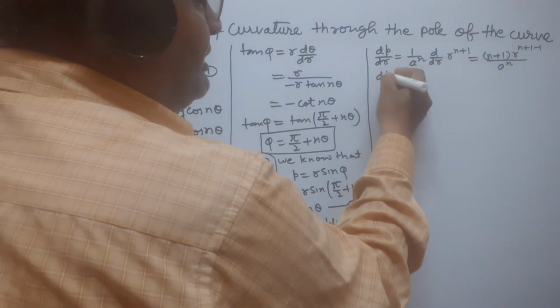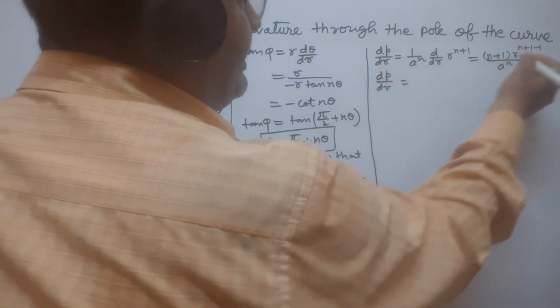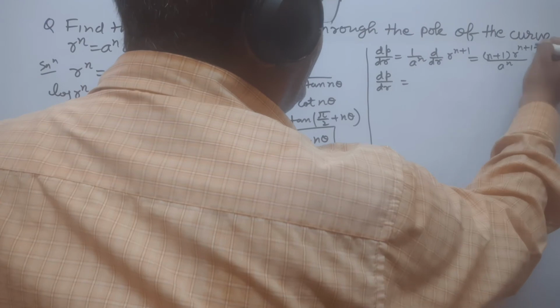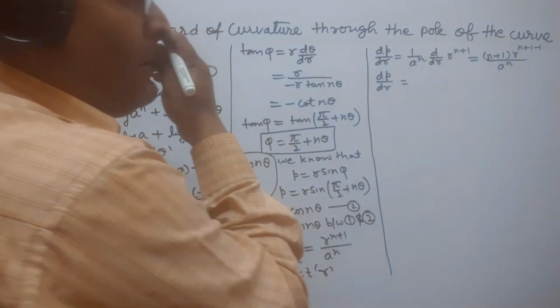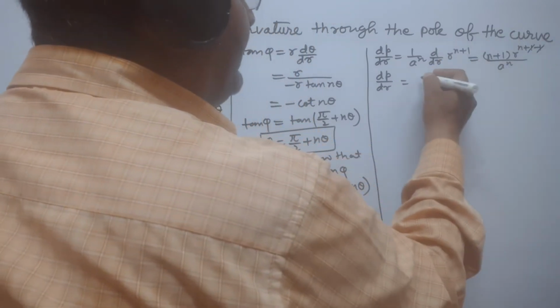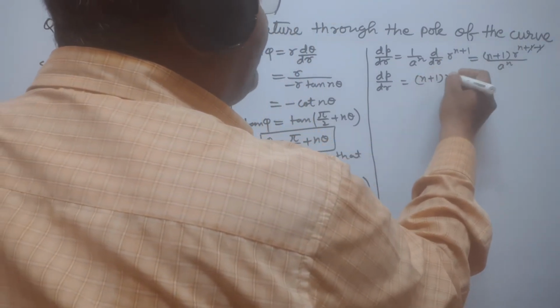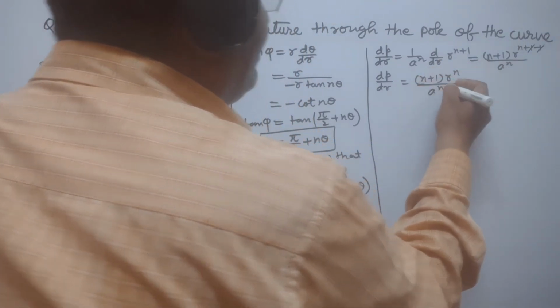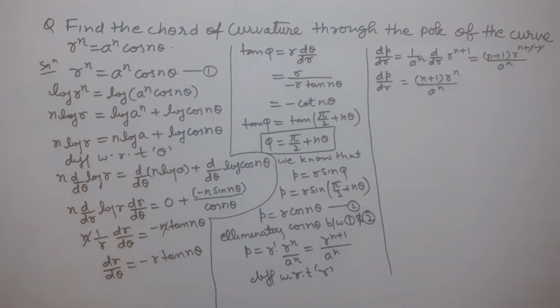So dp upon dr is equal to n plus 1 minus 1. Here we can write this 1 is cancelled out. So we get n plus 1 r to the power n divided by a to the power n. So we get dp by dr.